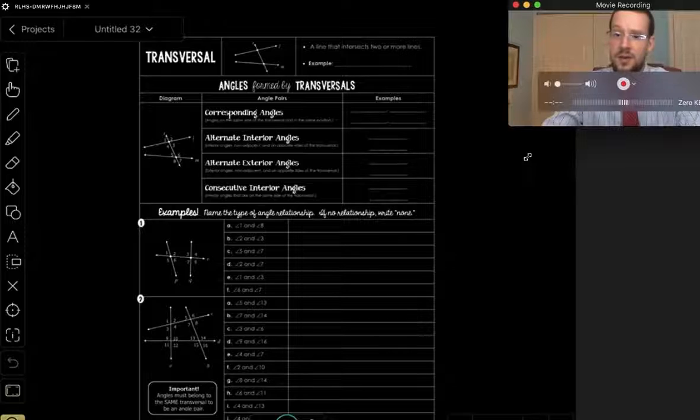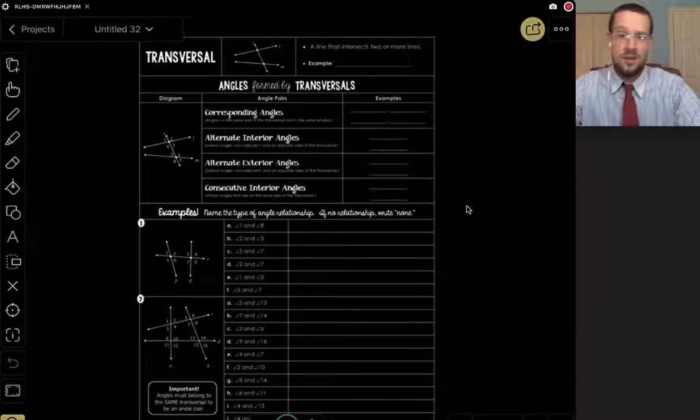Everyone, Mr. Hissner here, and today we are going to be looking at what are called transversals. These are properties of one line crossing two parallel lines. And this is a very important topic and will come up basically for the rest of the course. So make sure to pay close attention and take good notes here.